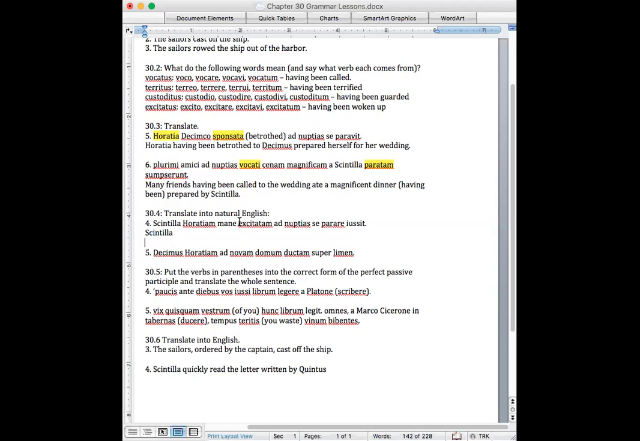So literally, you have Horatiam and excitatam going together. Excitatam is going to be your perfect passive participle, just like excitatus up here, and it's going to modify Horatiam. So, Scintilla, early in the morning, mane, having woken up Horatia. That's going to be a literal. We'll do it that way and then talk about it. Having woken up. No, let's leave off on that.